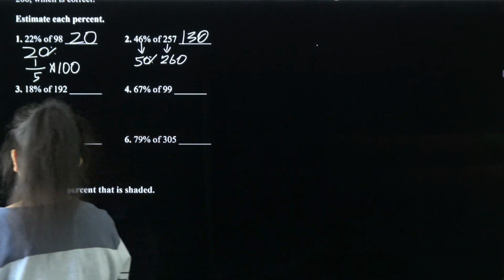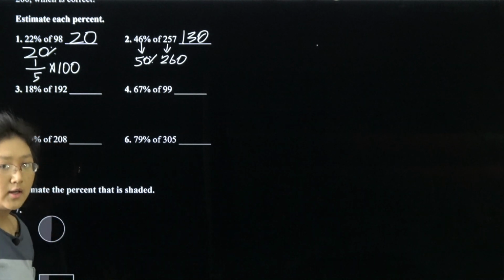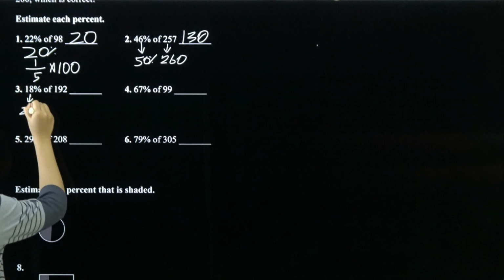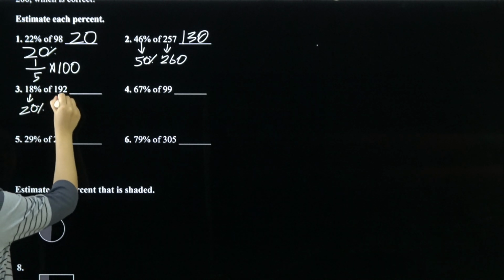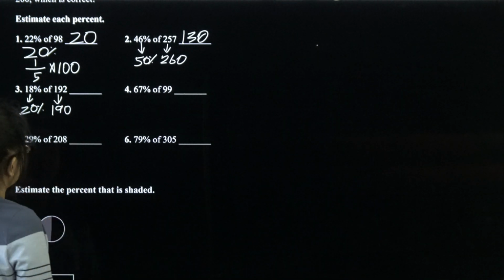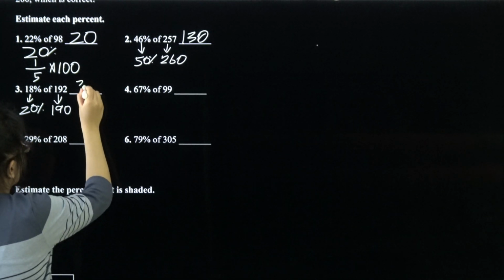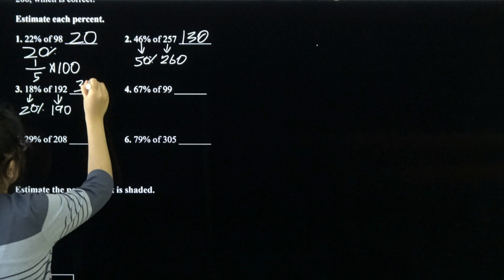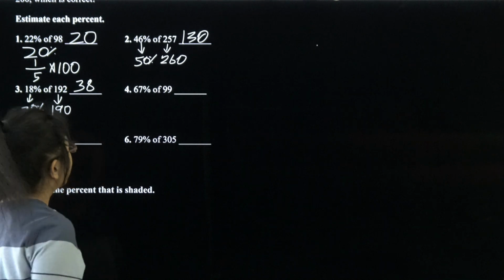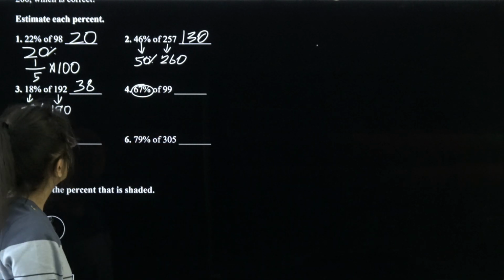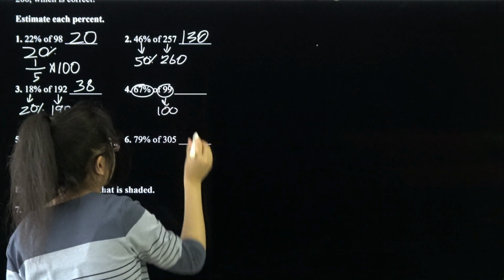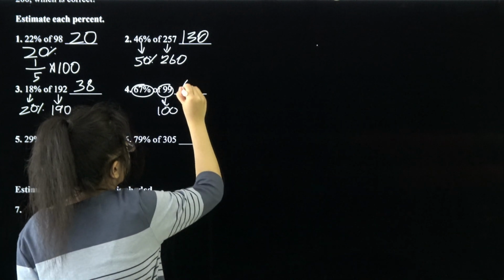Now there's also 18% of 192. So 18% again rounds to around 20%, and 192 can round down to 190. And a fifth of 190 is 38. So that'd be around 38. Oh, 67% of 99. You don't even need to approximate this. You just say, oh, this is close to 100. So 67% of 100 is 67.